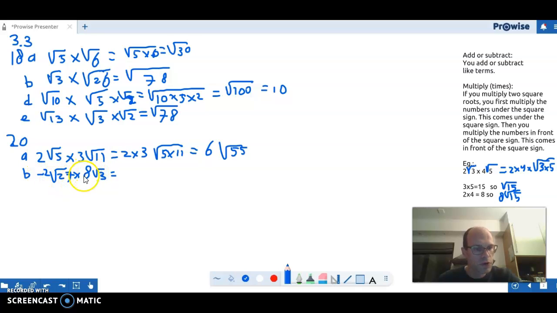Minus 2 times 8 is minus 16. And then we have the square root. It's 27 times 3. And I need a calculator for that. 27 times 3 is 81. Oh, I know 81. The square root of 81 is 9. So we have minus 16 times 9. And that is something we need a calculator for if I'm lazy. And that is minus 144.